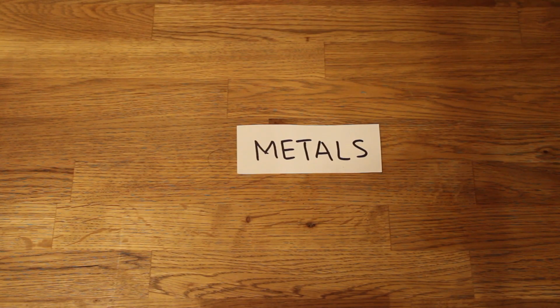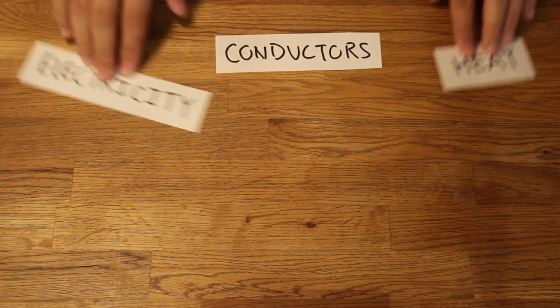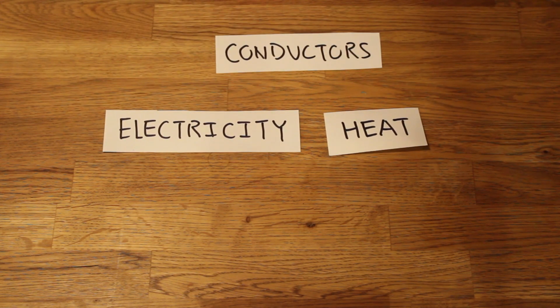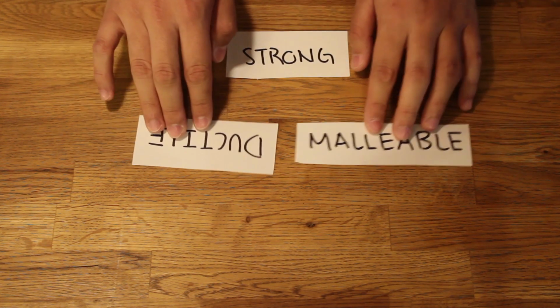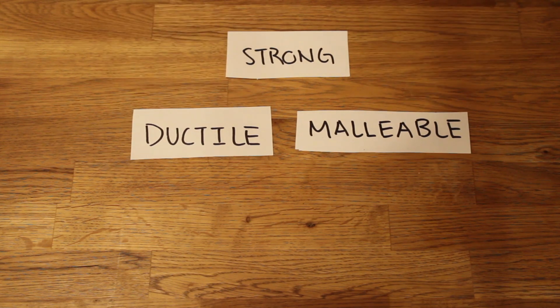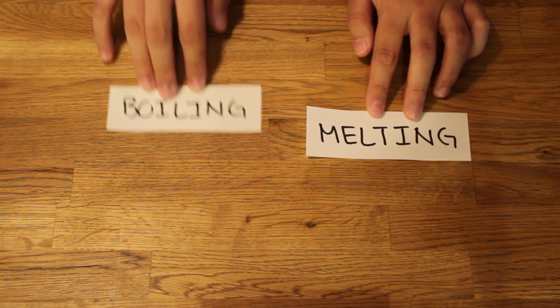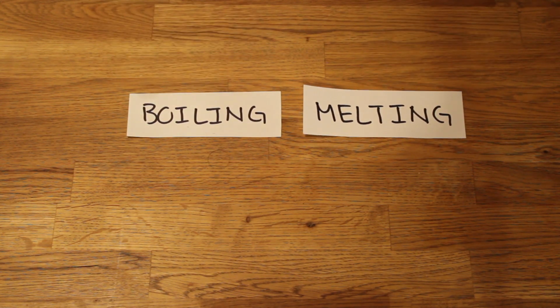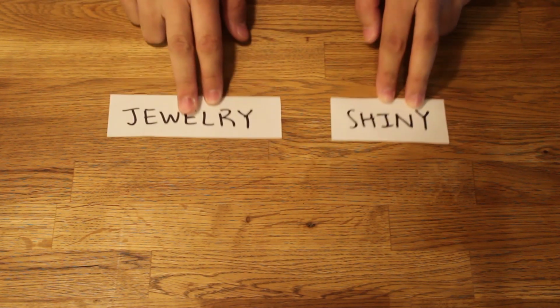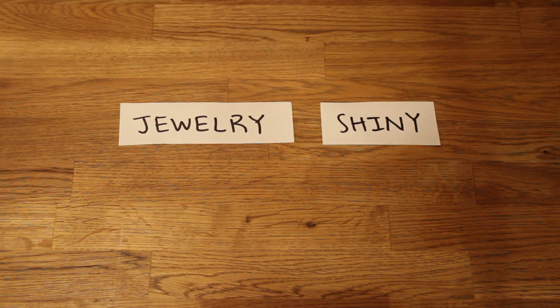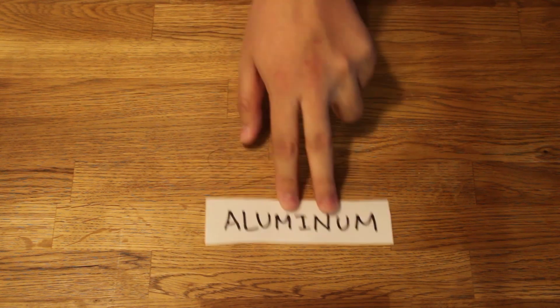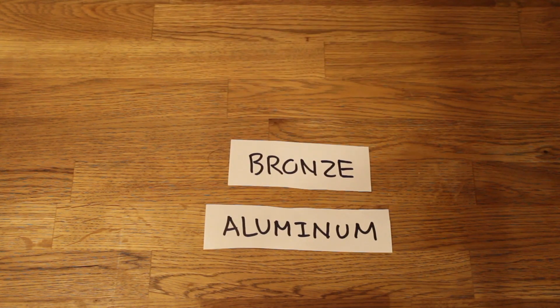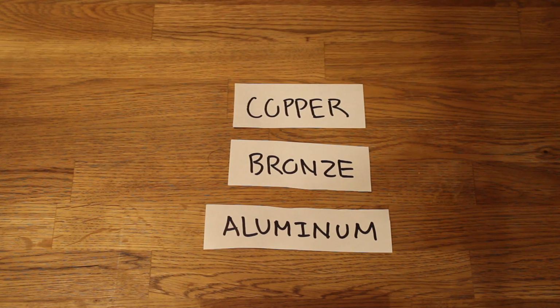Metals. Metals are great conductors of heat and electricity. They are used often in circuits and other electrical applications. They are strong, yet malleable and ductile, which is good for construction. They have high melting and boiling points, meaning they can stand a lot of heat. They become shiny when polished, which is why they're used for jewelry. Some common metals include bronze, aluminum, copper, and steel.